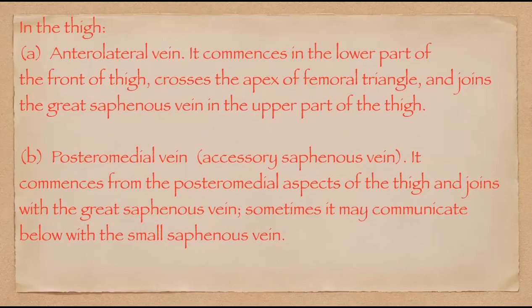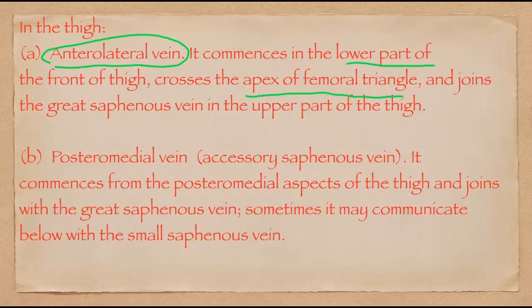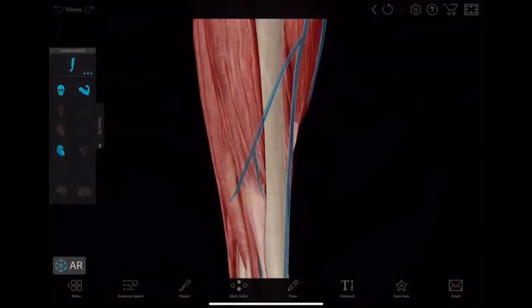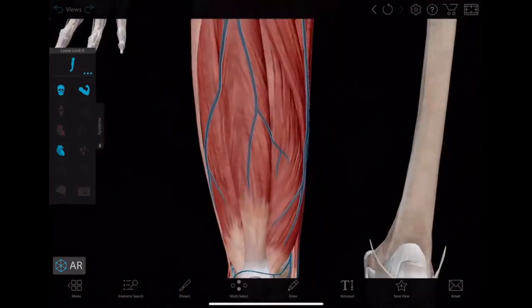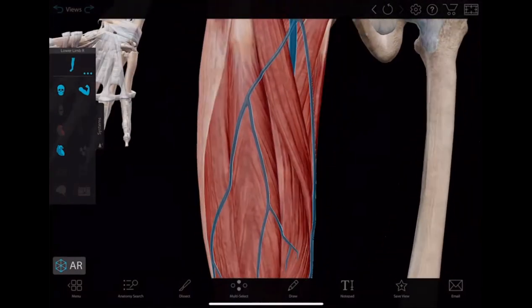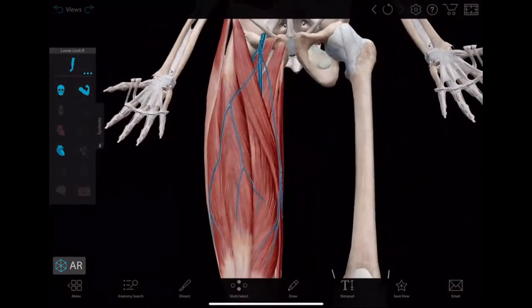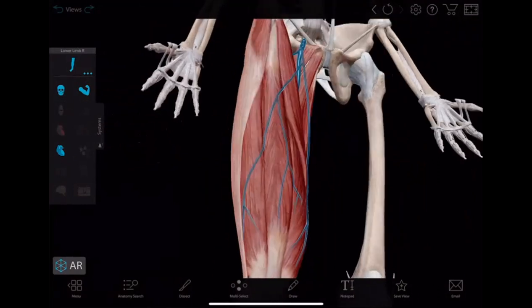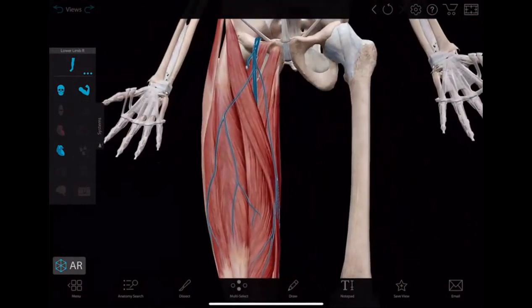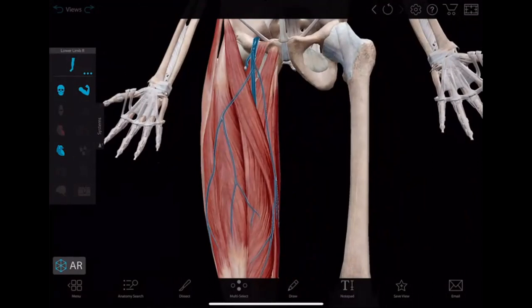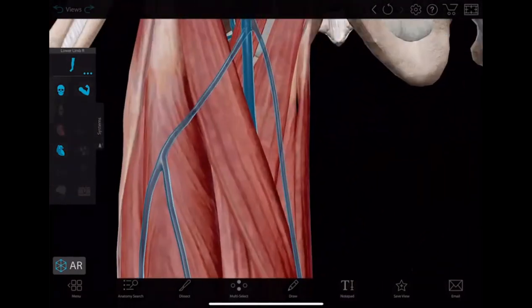In the thigh, okay, in the thigh there is anterolateral vein, commences in the lower part of the front of the thigh, crosses the apex of the femoral triangle and joins the great saphenous vein in the upper part of the thigh. Right? So this one, you are seeing the anterolateral, right? This one is the front of the thigh and lateral side of the thigh, right? Anterolateral tributary of the great saphenous vein. Okay, it is emptying into the saphenous vein, right?